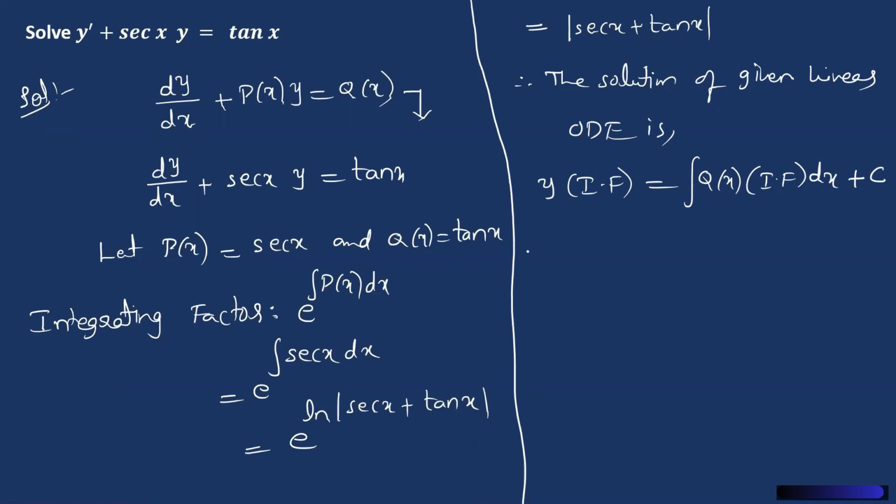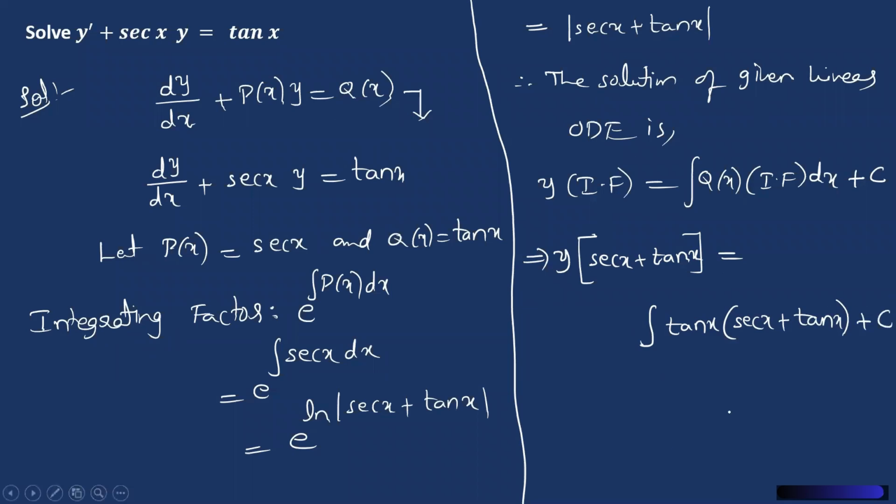Now I'm just substituting everything into this. This implies y into, how much is the integrating factor we got? It is secant x plus tan x. I'm writing it as it is: y into secant x plus tan x is equal to the integration of, how much is q of x? It is tan x. So I'm writing tan x as it is, then multiplied by the integrating factor secant x plus tan x. Right, so I'm just writing this constant as it is.